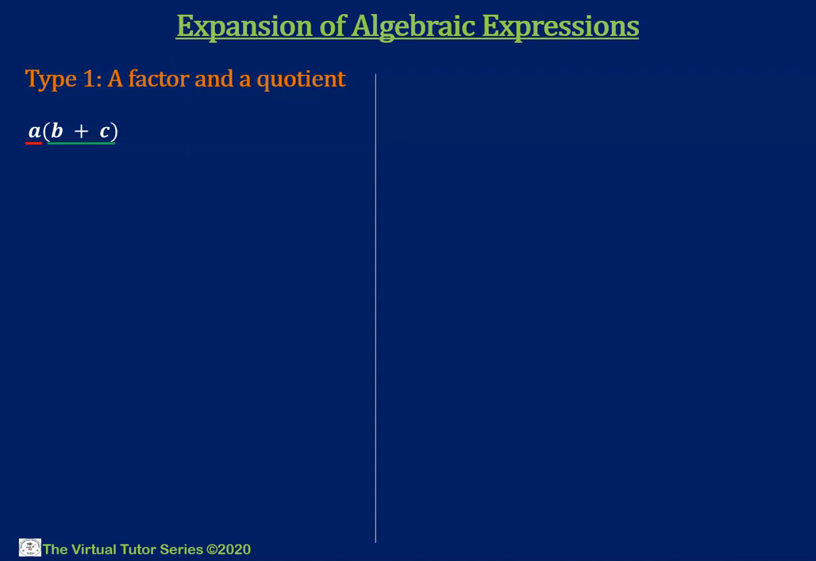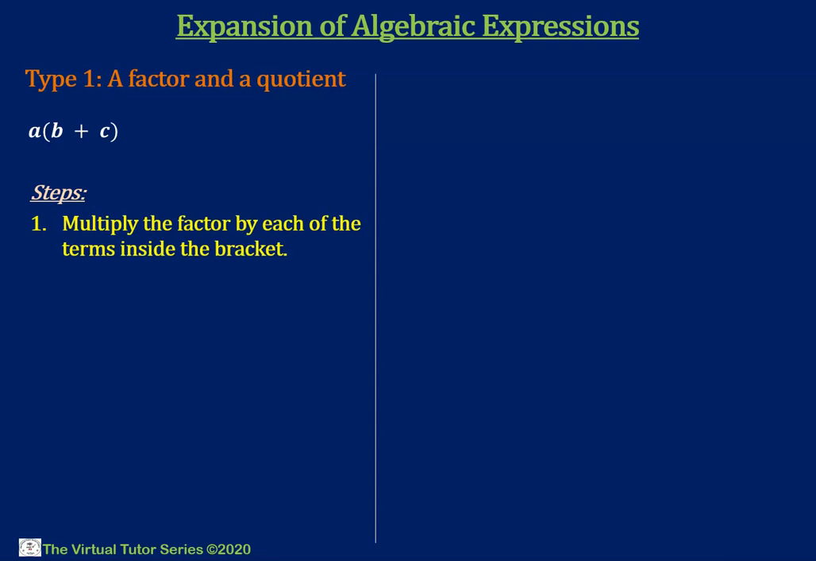To expand the expression is to remove the bracket. How do we do this? Well, we do this by applying the distributive law. In other words, we multiply the factor by each of the terms inside the bracket before adding or subtracting like terms, if any.